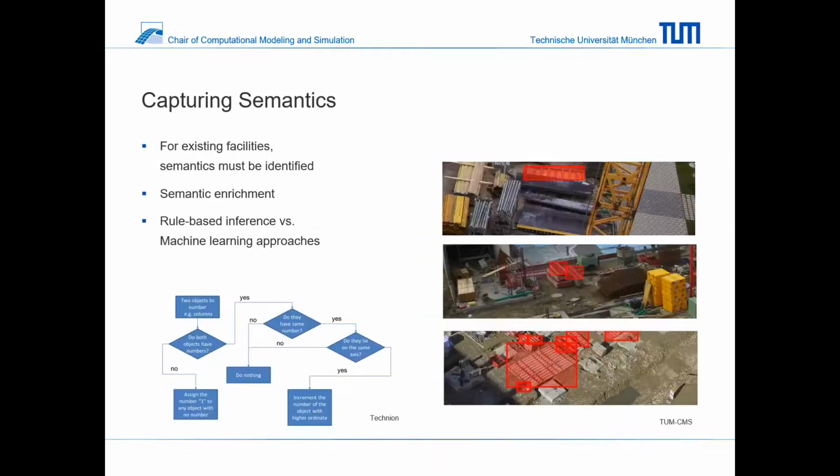Again, in many cases in the built environment, we have to capture the semantics from the reality. So we may use techniques like semantic enrichment introduced by Raphael. Here we can distinguish different methods. We can use rule-based inference, or we can use any kind of machine learning approaches. Both of it has been shown to be successful. For example, on the right-hand side, we identified the formwork on construction sites using machine learning.